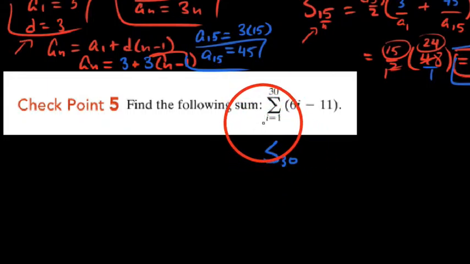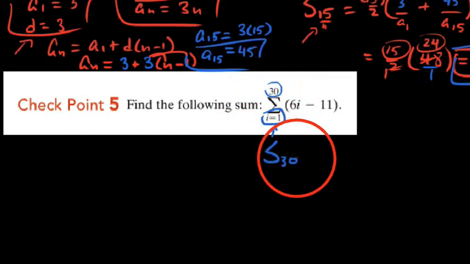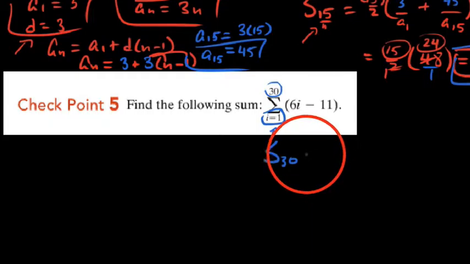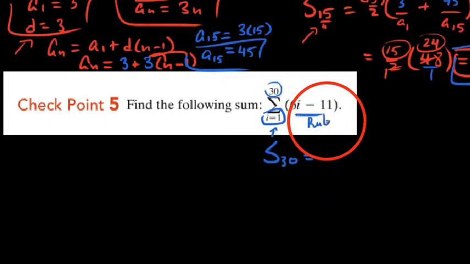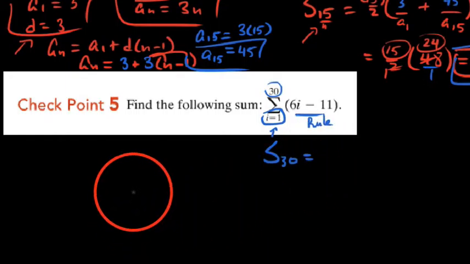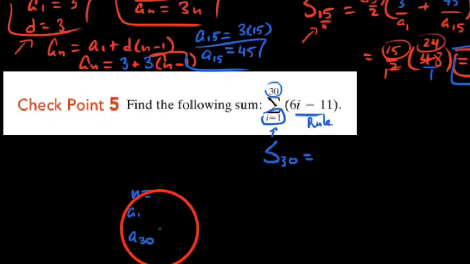And the reason why is because remember with sums, this says start at this term, and this just basically means start at the first term and go out to the 30th term. So really we're finding the 30th partial sum, and we're already given the rule, which is way awesome because here are the 3 things we need to know. N, we need to know our first term. We need to know, in this case, our 30th term.